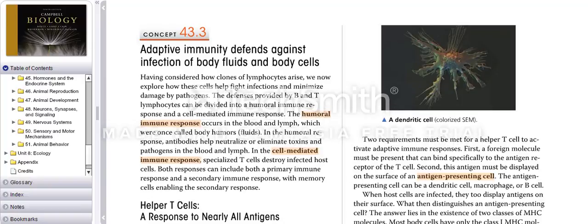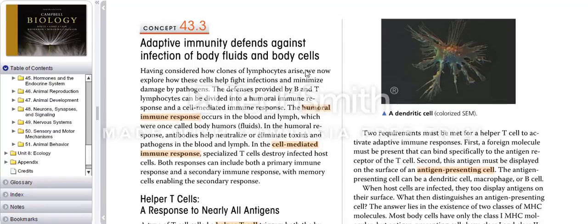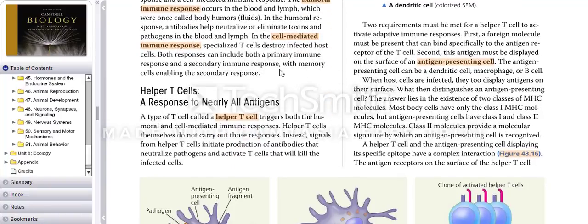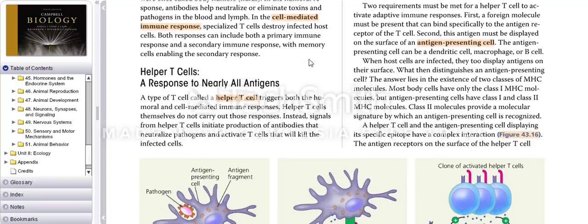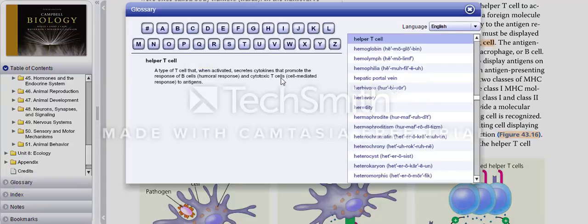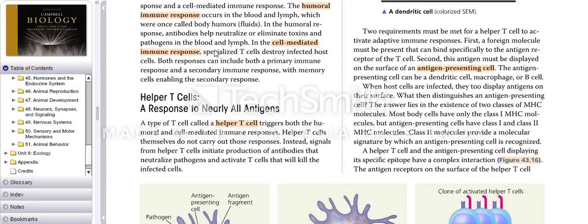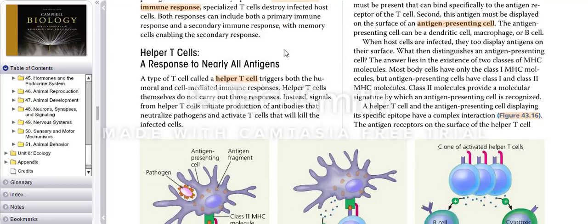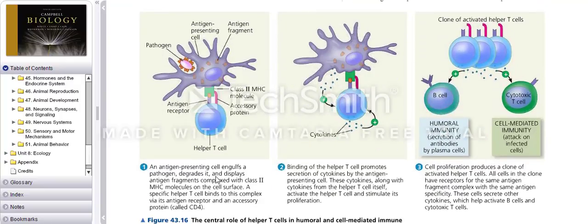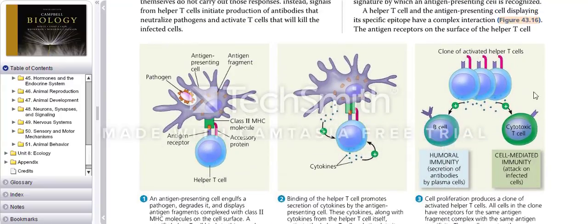Now we got a lot to get through in this video, so we're going to leave it at that. We'll talk more about it, but on to helper T cells. Now, helper T cells are a special kind of T cell that secrete cytokines to promote the two responses we just talked about, the humoral and the cell-mediated response. We'll see how this works here in figure 43.16 when we get to it.